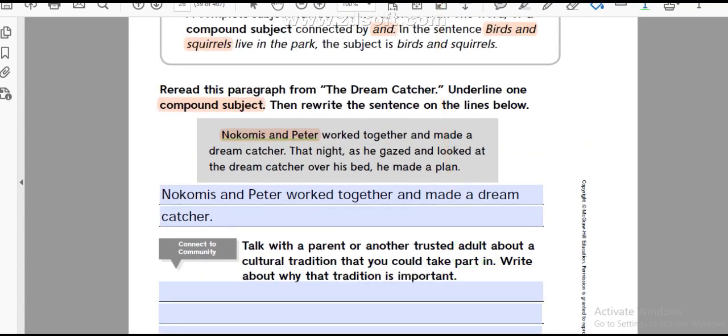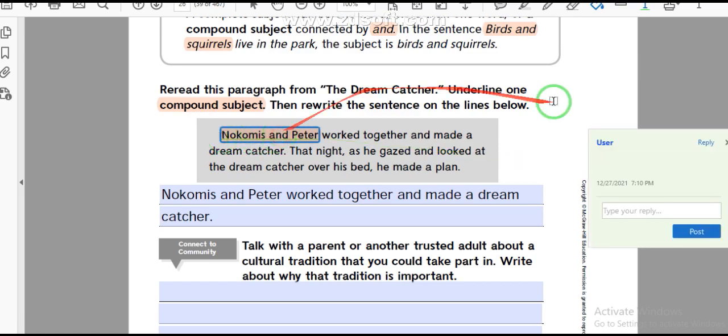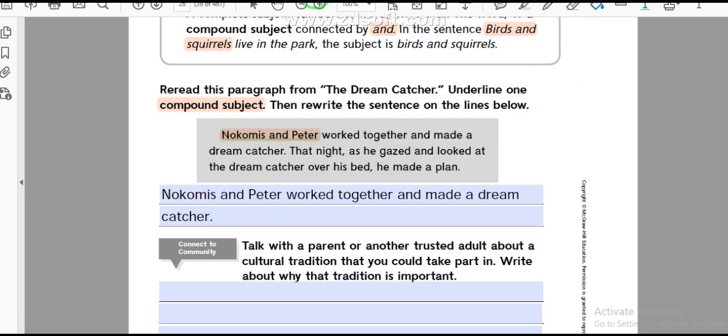It is page 26, okay? So, Nokomis and Peter is a compound subject because we have two subjects combined with and. Let's move on now to compound predicate. Now let's do an exercise about compound predicate. Write this first. Stop the video for a moment and write it.